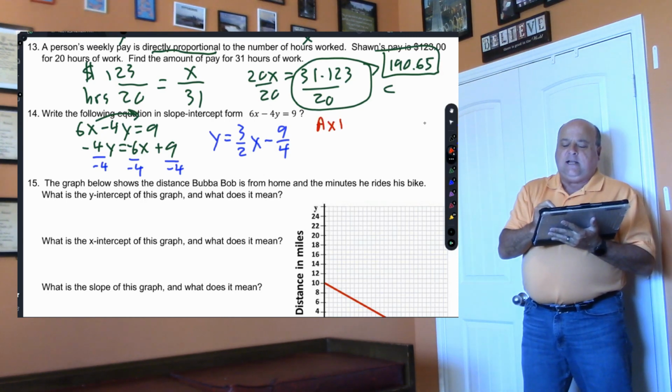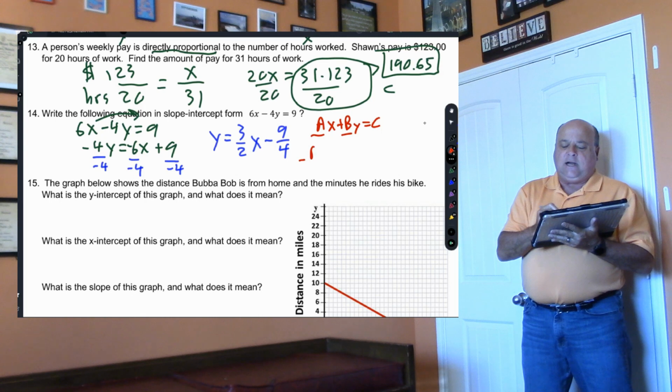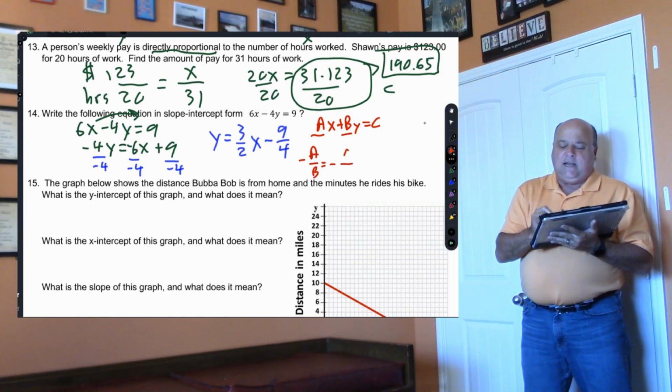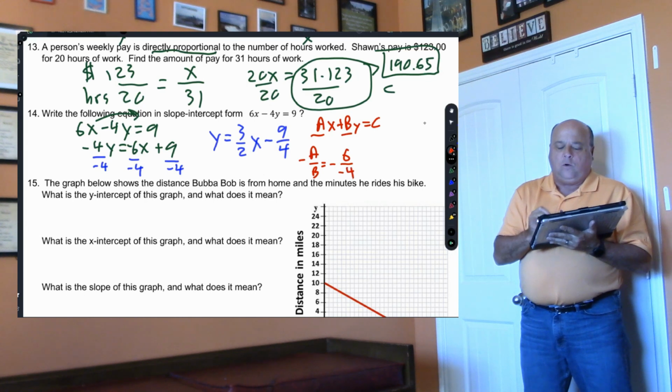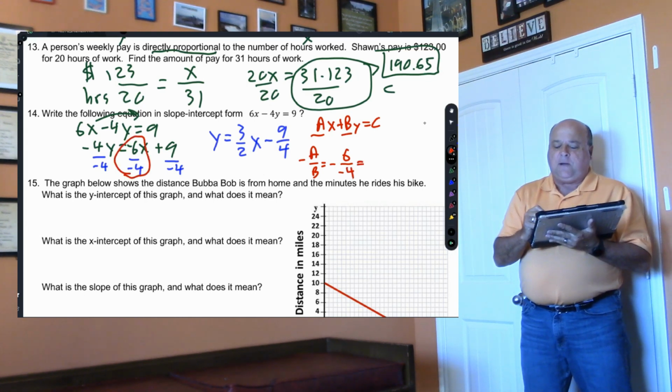So write down ax plus by equals c. Remember, this number and this number give you the slope. So write down negative a over b. I'm going to put a negative fraction bar. The a is 6, the b is negative 4. Notice that's the same thing you get right here. Two negatives make a positive. My slope is 3 over 2.